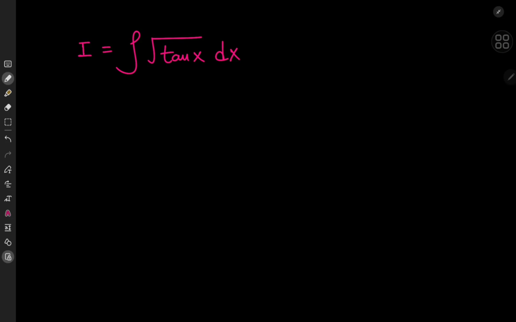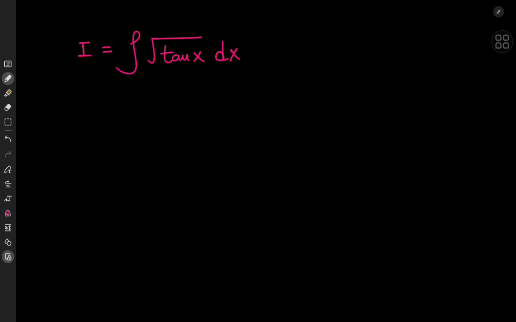The first video of 2024 is the integral of square root tangent x. It's an antiderivative problem that I have solved before as part of the solution development for a differential equation. But the solution development I presented there is drastically different from the one I'm going to show you right now.